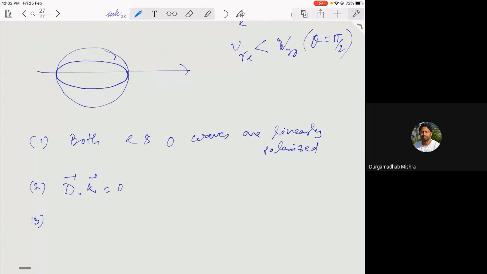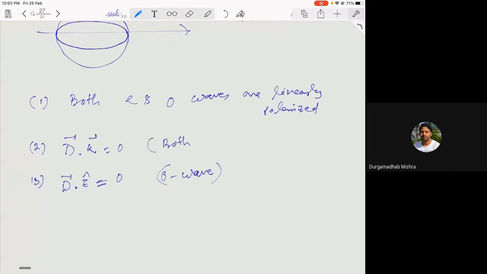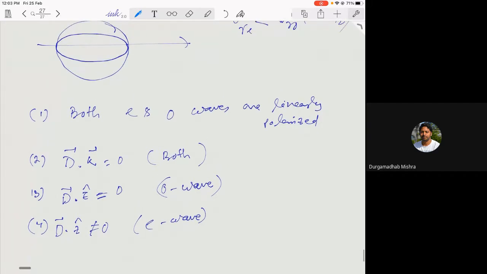The only additional thing is that the polarization is changed. If I take the dot product of the electric displacement with the optic axis, this is always 0 for the O wave. So the electric displacement is always perpendicular to the optic axis for the O wave. D dot K will be 0 for both the O wave and the E wave, but D dot Z cap will not be equal to 0 for the E wave. That's why the polarization will be different, and this leads to double refraction, which is normally used to produce linearly polarized light.